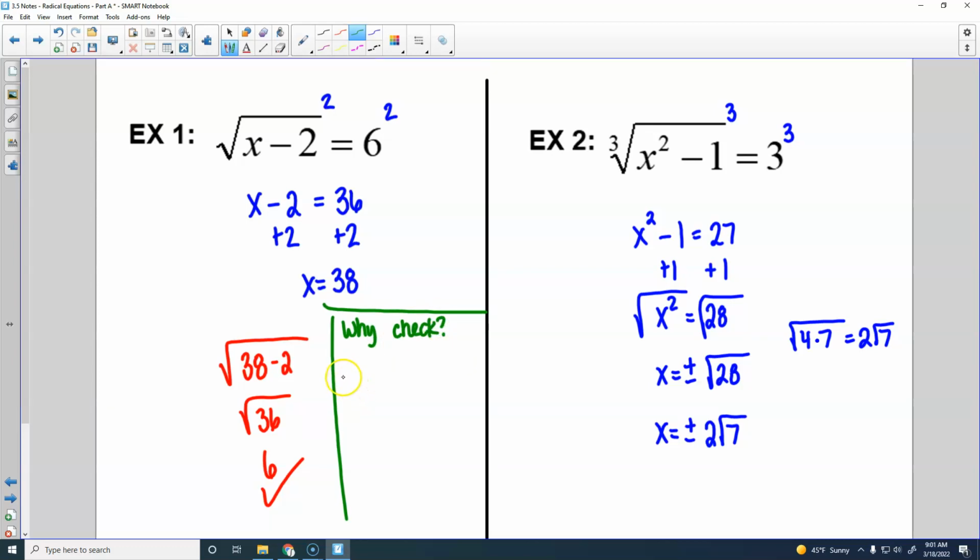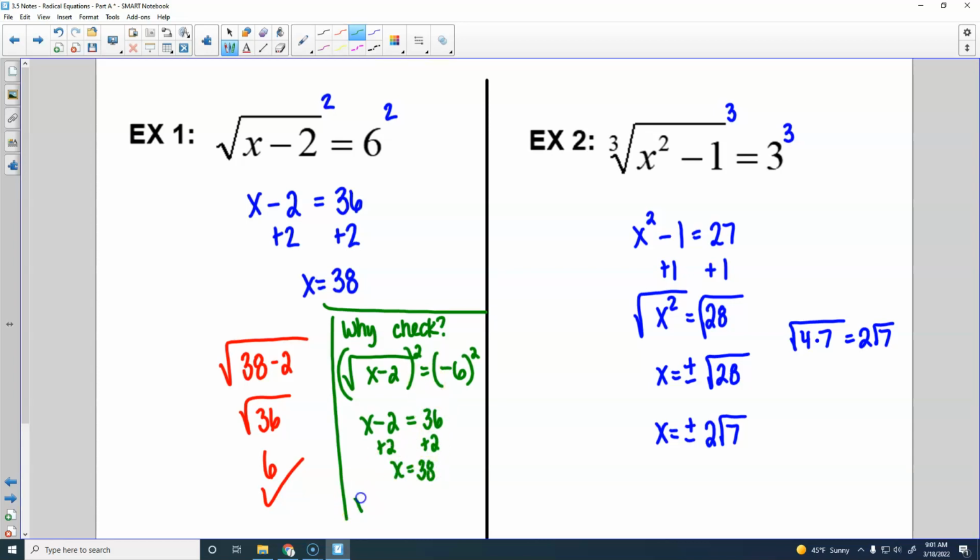Let's say that this equation was square root of x minus 2 equals negative 6. Okay? Now, can a square root ever equal a negative number? It cannot, right? Square root of something cannot be a negative number. But if we solve this equation, if we square both sides, we're going to get x minus 2 equals 36. We will add 2 to both sides, just like we did before, and we'll get x equals 38.